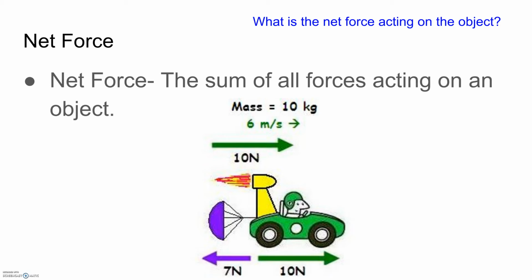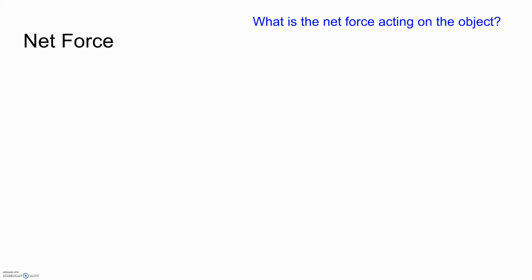To know our net force, we have to add the forces that are working together and subtract the forces that are working in the opposite direction. So 10 newtons east plus 10 newtons east would be 20 newtons east, minus the 7 newtons to the west would give us a net force of 13 newtons.